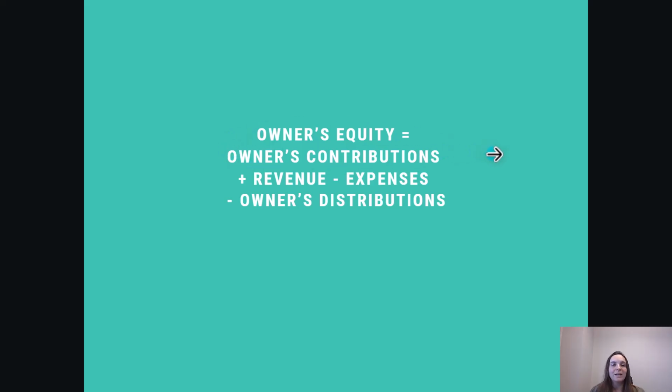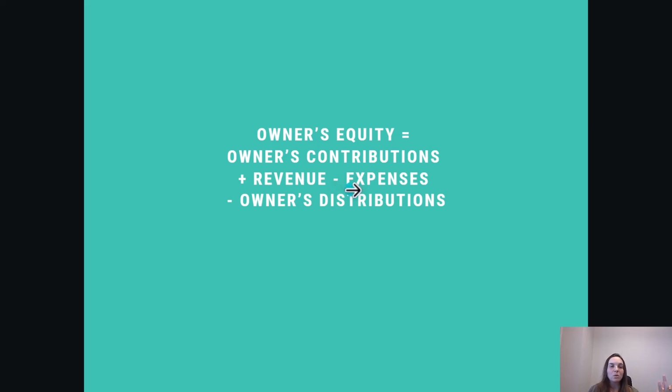Then we take revenue, which is money that we've made in the business. Revenue is income. It's money that we're bringing into the business. And so owner's equity is increased by revenue. It is then decreased by expenses.